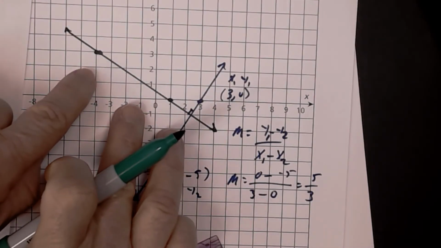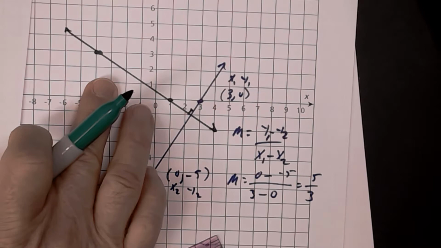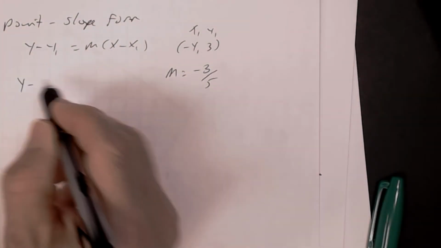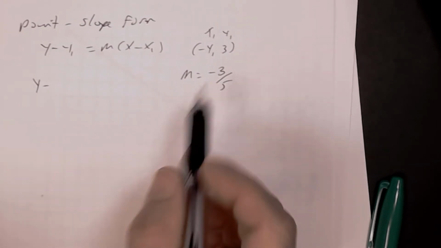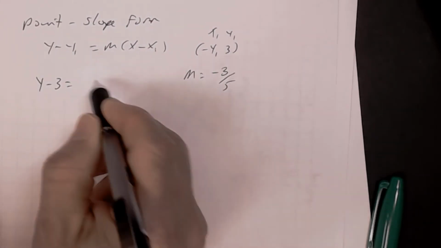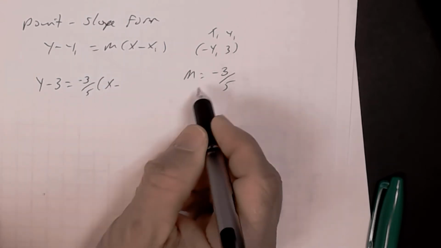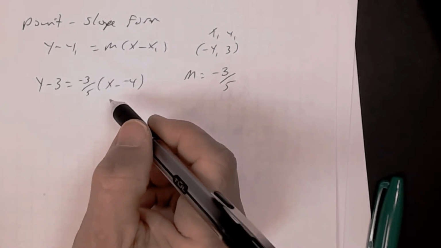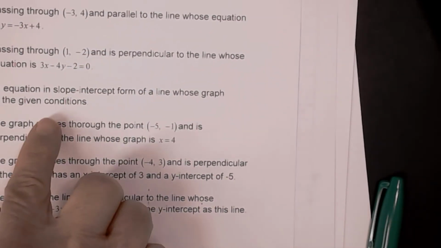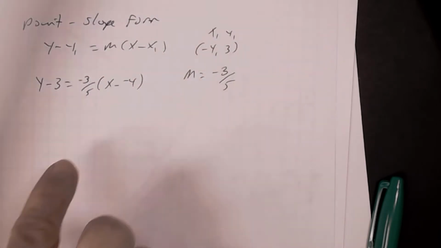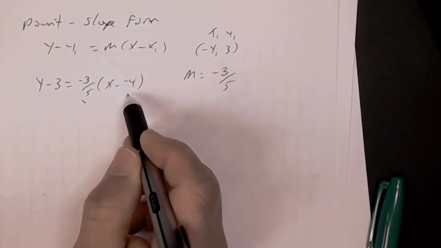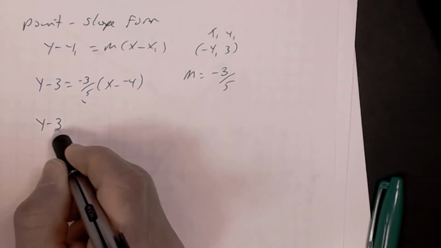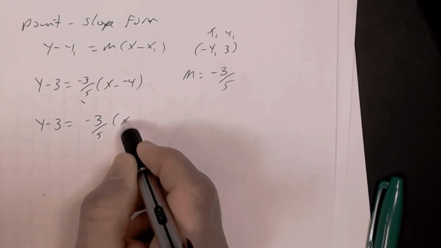So what I'm trying to find now is the equation of that green line. Okay, so here we go. y minus y1, which is 3, equals the slope, which is negative 3/5, times x minus x1, which is negative 4. Now remember, the directions say they want you to write this in slope-intercept form. So you got to get y by itself. First, let's rewrite this as x plus 4. That's important. Make sure you do that. So y minus 3 equals negative 3/5 times x plus 4.